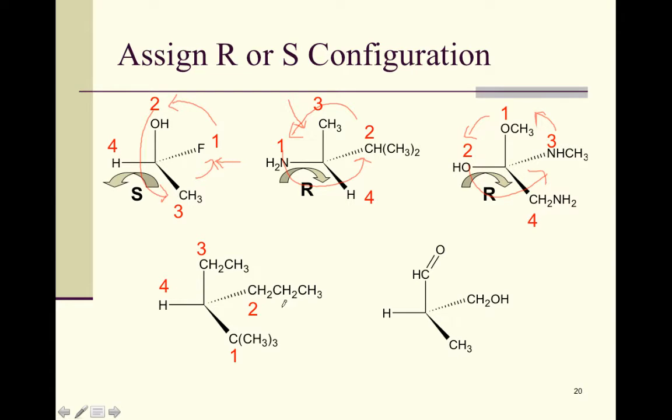Here we have our lowest priority going to the right, so that means we're looking at it from this direction. And so I have 1, 2, 3. This would be an S.